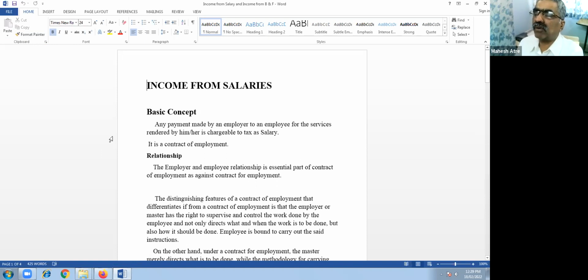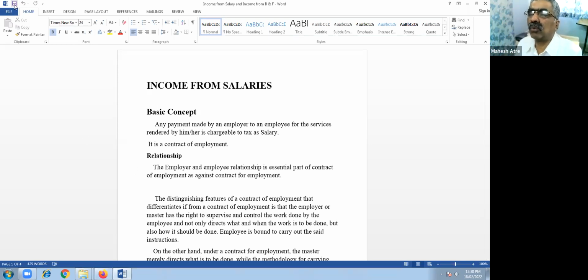So now, what is the income from salary? Any payment from an employer to an employee for the services rendered by him is chargeable to tax as salary. So when will it be salary? There must be an employer and an employee. When an employee gets money from the employer, try to understand: if an employee is getting income or payment from the employer, then that income is called income from salary. So please try to understand, the relationship is very important.